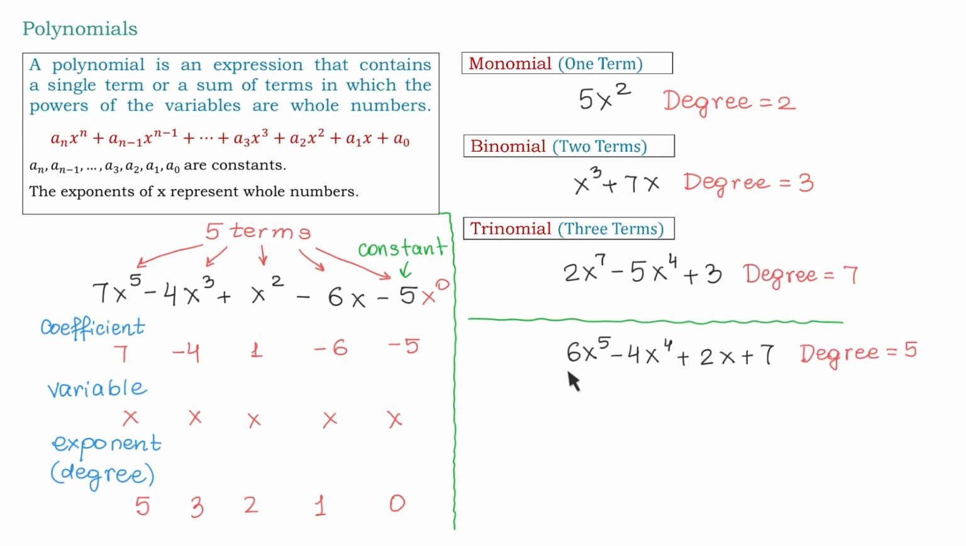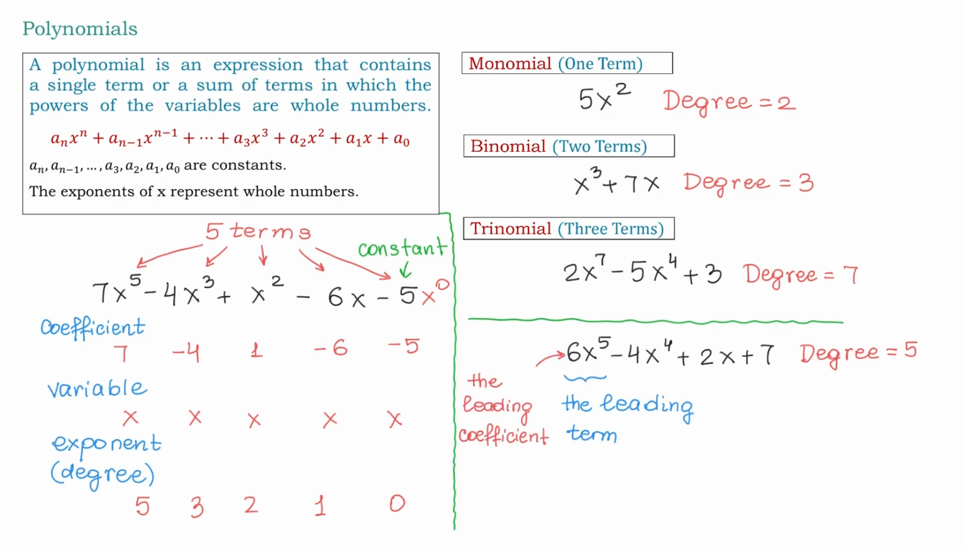Also, when we write a polynomial, we write it in the descending order of the exponents. This means that we start with the term that has the largest exponent, then we write the exponents in decreasing order, and if we have a constant, we write it at the end. Then the first term is called the leading term, and its coefficient is called the leading coefficient.